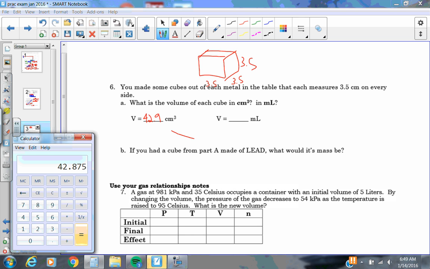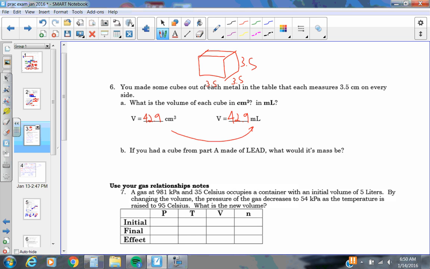So then what's the volume in milliliters? This is going on to that assumption that we remember that the milliliter and a cubic centimeter are exactly the same size. They designed the metric system that way based on common things. So it is also 42.9 milliliters.